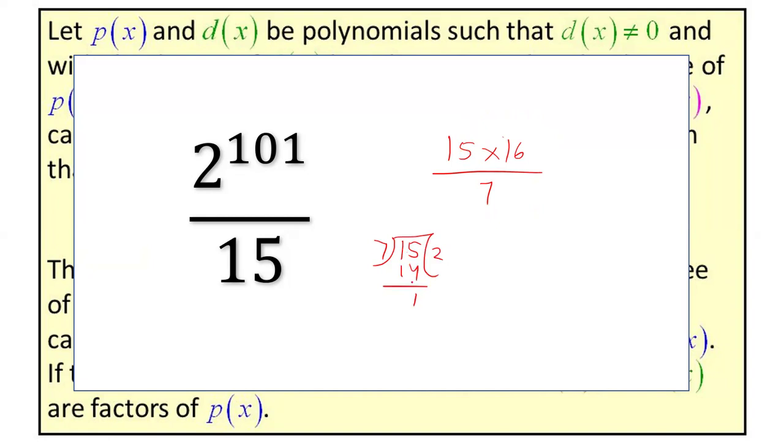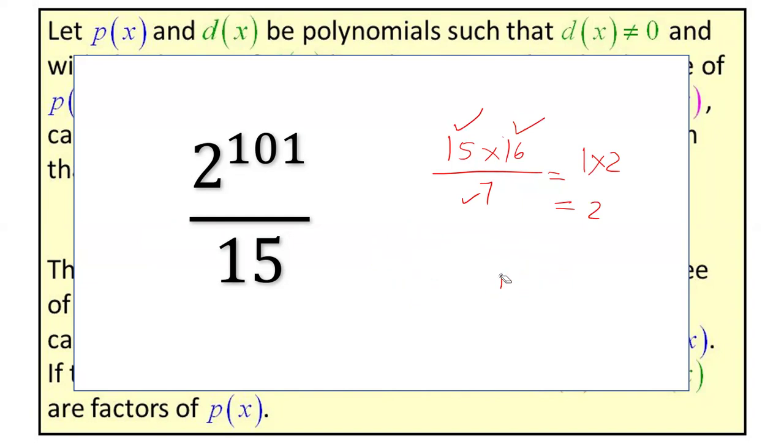15 divided by 7: 7 twos are 14, so the remainder is 1. And 16 divided by 7: 7 twos are 14, the remainder is 2. The remainder of 15 divided by 7 is 1. The remainder of 16 divided by 7 is 2. Multiply these, 1 times 2, the answer is 2. So for 15 into 16 divided by 7, the remainder will be 2.